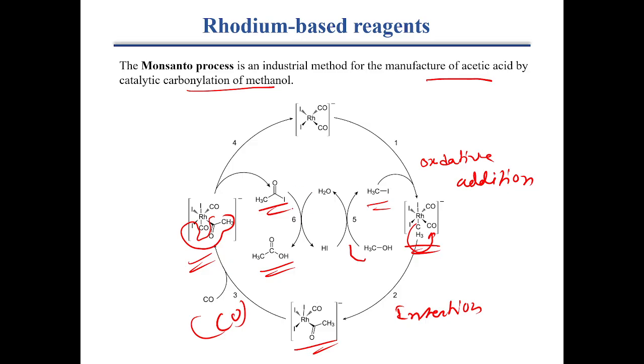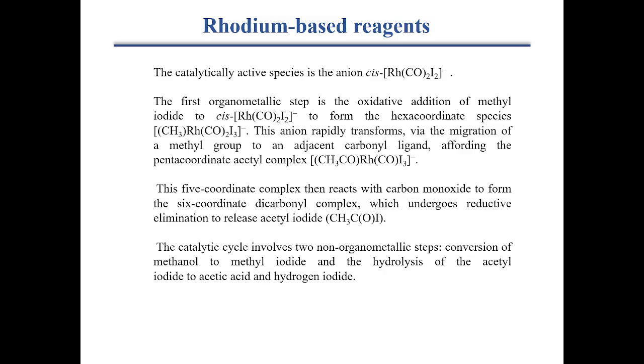The active species is acetyl iodide. Acetyl iodide in the presence of water forms HI and acetic acid. That hydrogen iodide reacts with the methanol and forms methyl iodide. The first catalytic species is the anion cis rhodium carbonyl iodide. The oxidative addition of methyl iodide to rhodium then forms the hexacoordinated species. Then the methyl group migrates adjacent to the carbonyl group. So this is the insertion process.